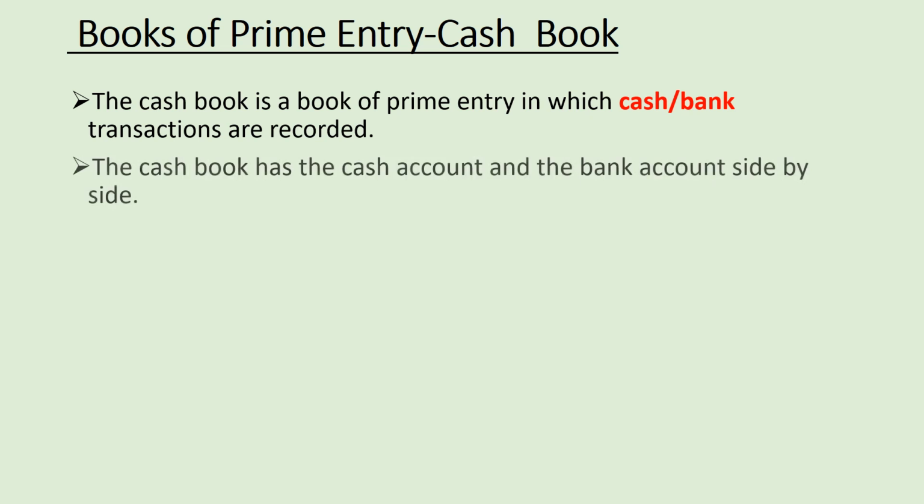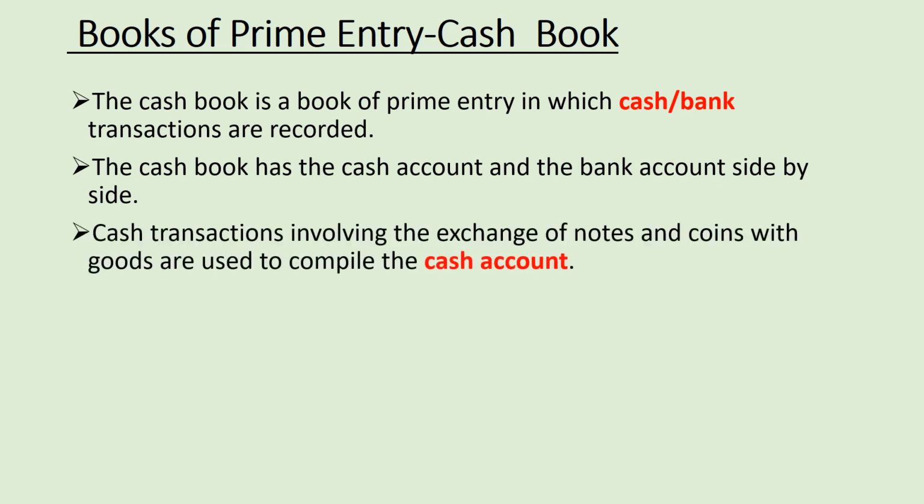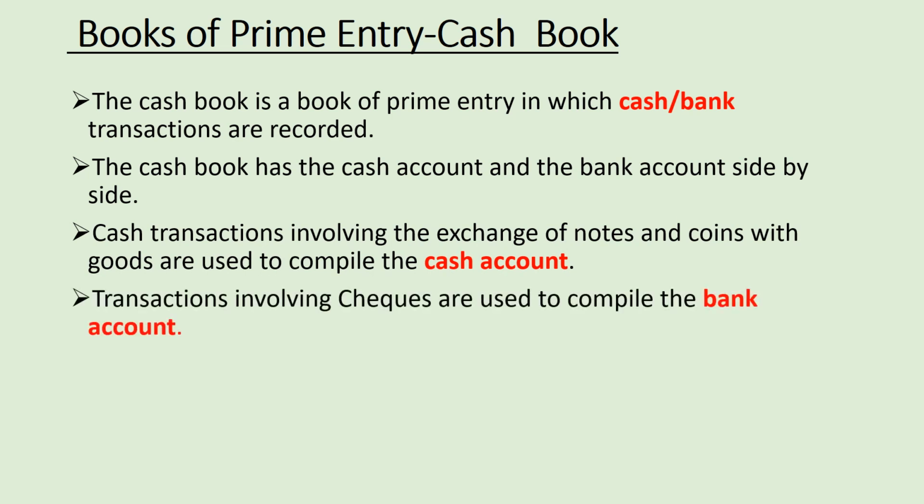So in summary, the cash book has the cash account and the bank account side by side. So it has two sides. One side has the cash account, the other side has the bank account. That's how the cash book is. Cash transactions involving the exchange of notes and coins with goods are used to compile the cash account, while transactions involving checks are used to compile the bank account.